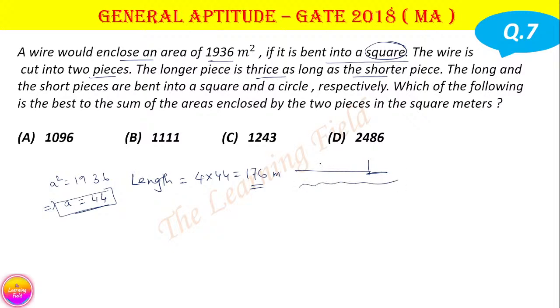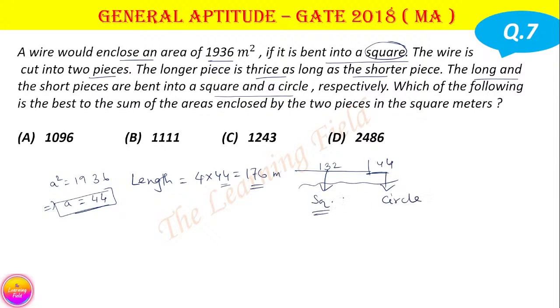Therefore this portion is 3 into 44, which is 132, and the other is 44. Okay, this is the 3:1 ratio of the longer piece to the shorter piece. The long and the short pieces are bent into a square and a circle. So this forms a square and this forms a circle.